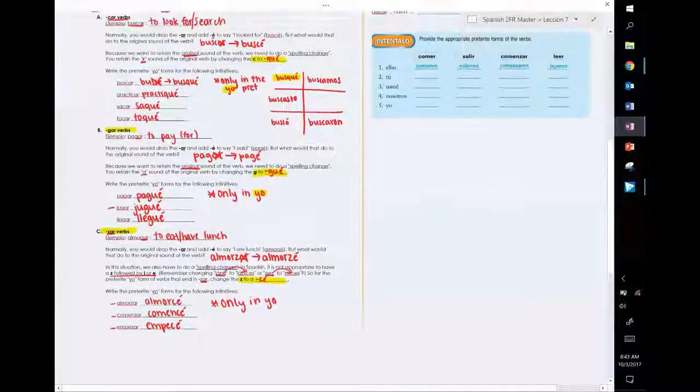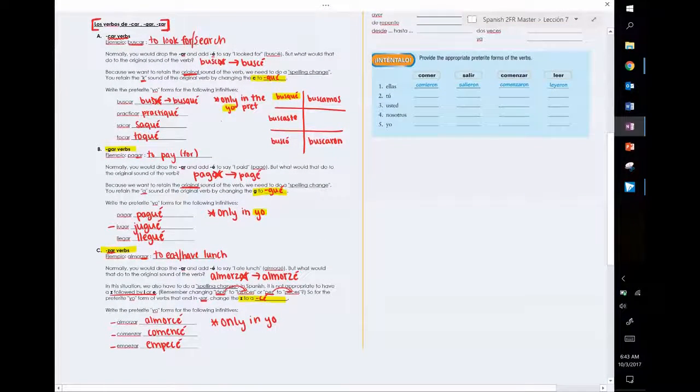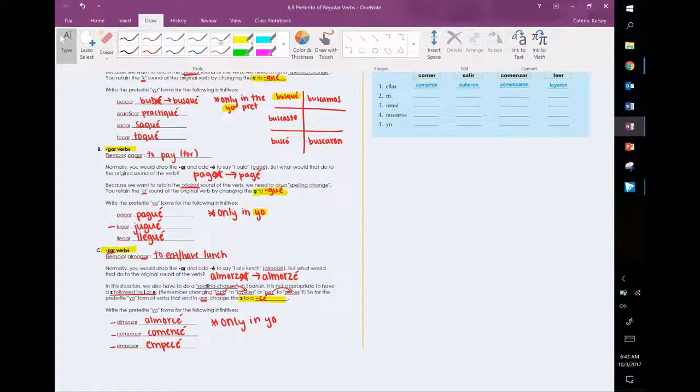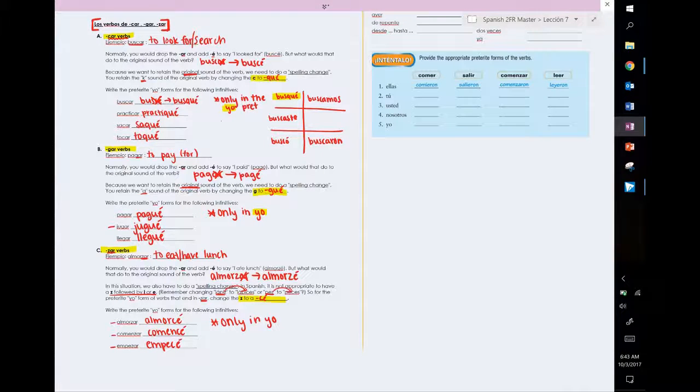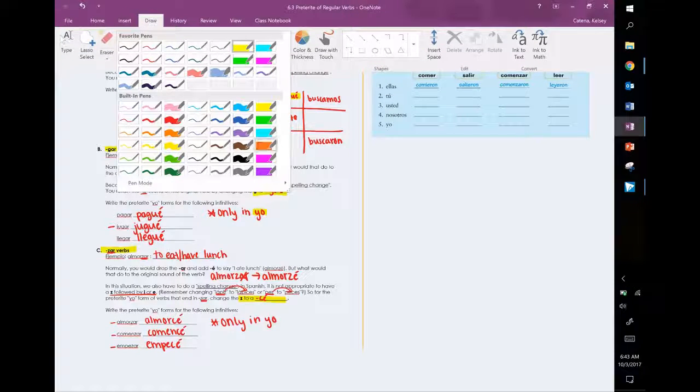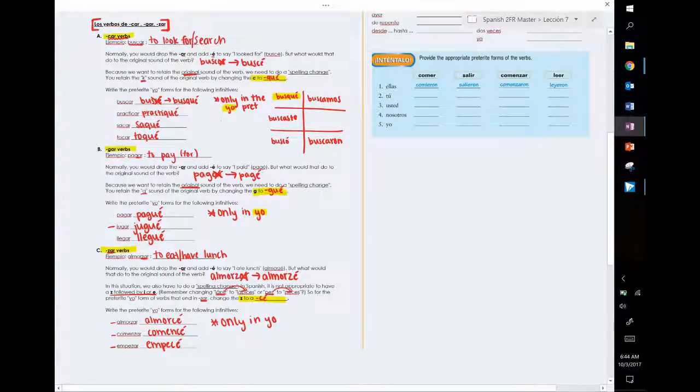So that is the first little bit of irregularities that we are going to talk about today. We said car goes to qué, gar goes to gué, zar goes to cé, and that change only happens in the yo form of the verb. Two more things we need to talk about. These will be pretty quick.